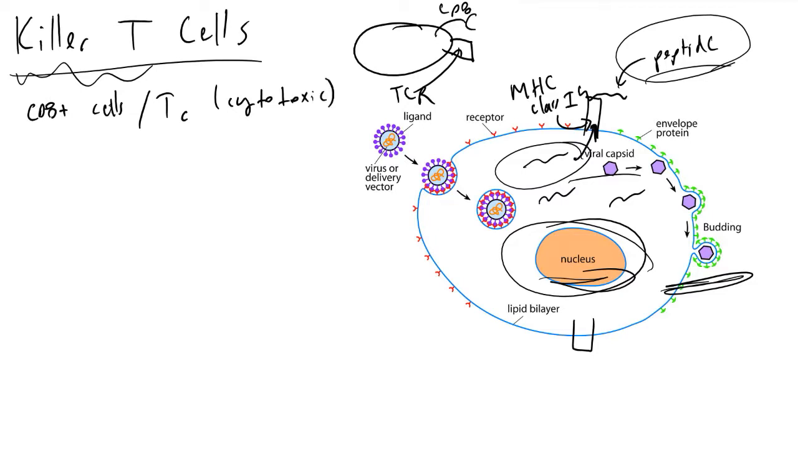And so what they do is that they use their T cell receptor along with this CD8 receptor on the surface of your killer T cell, and it will latch onto and bind to your MHC Class I protein, as well as the peptide that the cell is displaying on its surface.